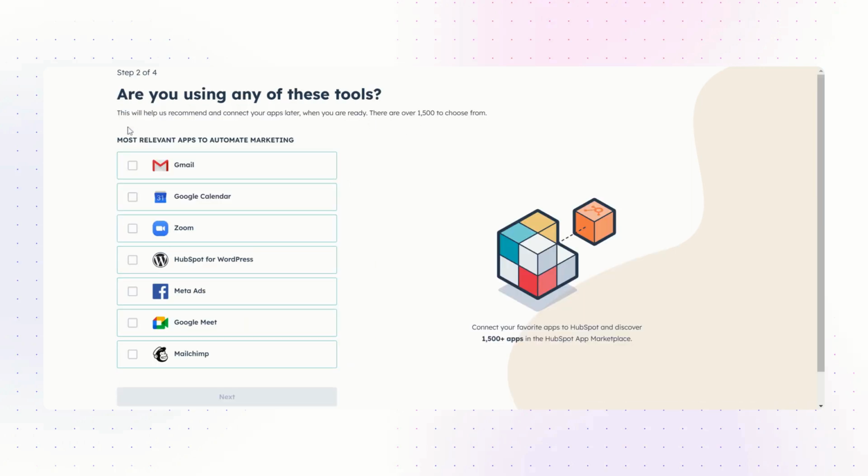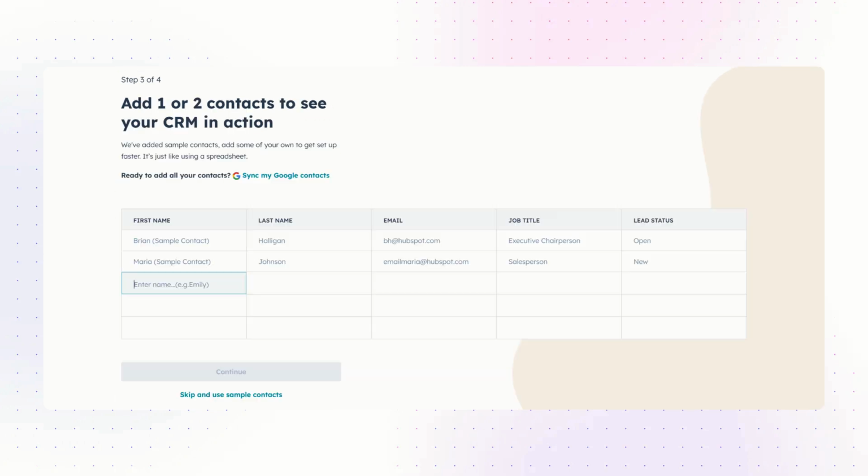Are you using any of these tools? This will help us recommend and connect your apps later when you are ready. There are over 1500 to choose from. You can choose the most relevant apps to automate your marketing. I'm choosing Gmail. Add one or two contacts to see your CRM in action. You can see that there are two sample email contacts already.